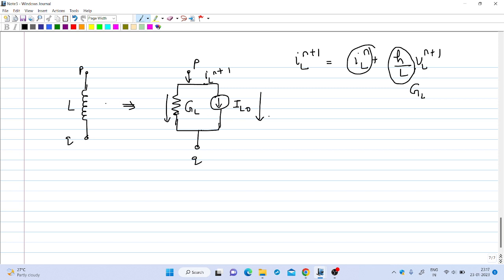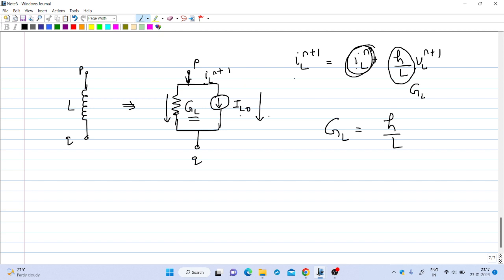So this is the equivalent circuit of the inductor. If you have an inductor in a circuit, you can replace that inductor by this equivalent circuit, where the value of GL will be H by L, and IL0 is nothing but IL n, the inductor current in the previous iteration or previous time step.